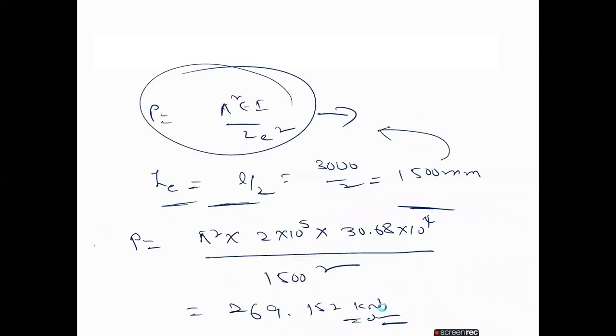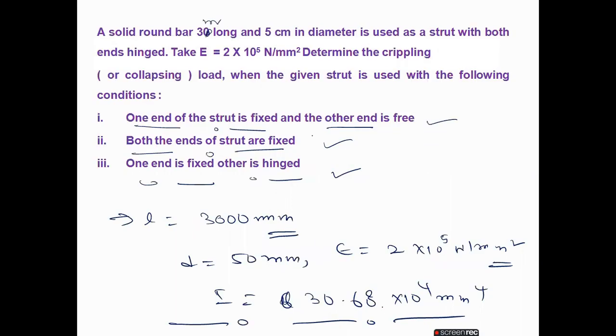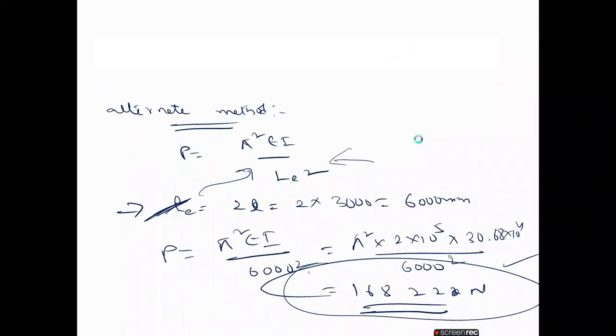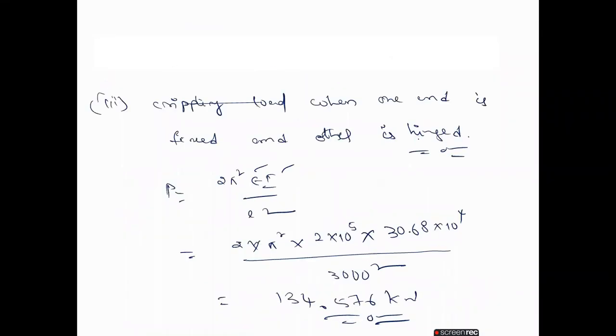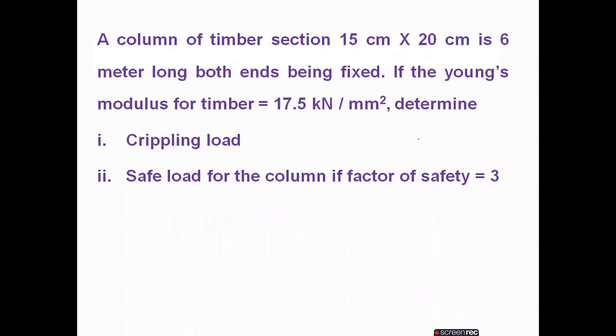If you observe in this formula, they have given 3000 mm length, D is the diameter, E is the Young's modulus, and I is the moment of inertia. So for these three conditions, we calculated the crippling load. This is one type of problem. Moving on to another problem.